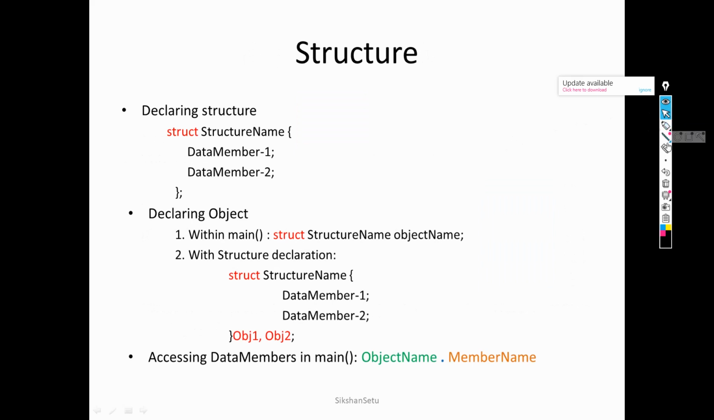Now how to declare a structure? Very simple. There are three things. We need to declare a structure first, then second is declaring an object, and then accessing the data members of the structure. So first of all, whenever we are trying to declare a structure, we need to use this keyword struct. This is the keyword, we cannot replace it.